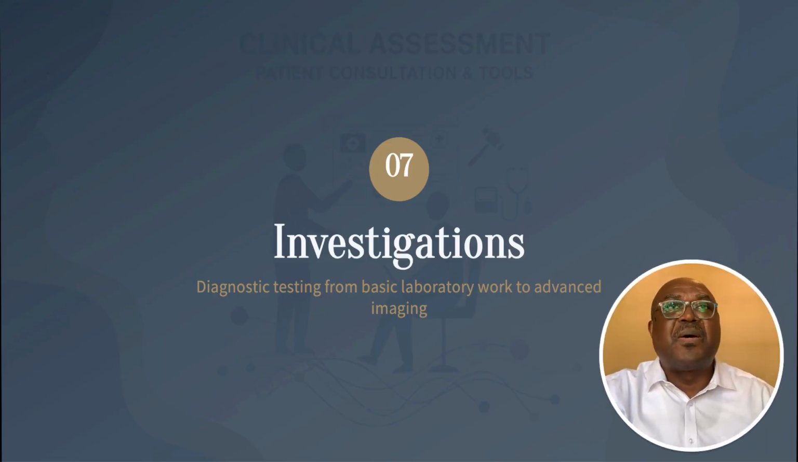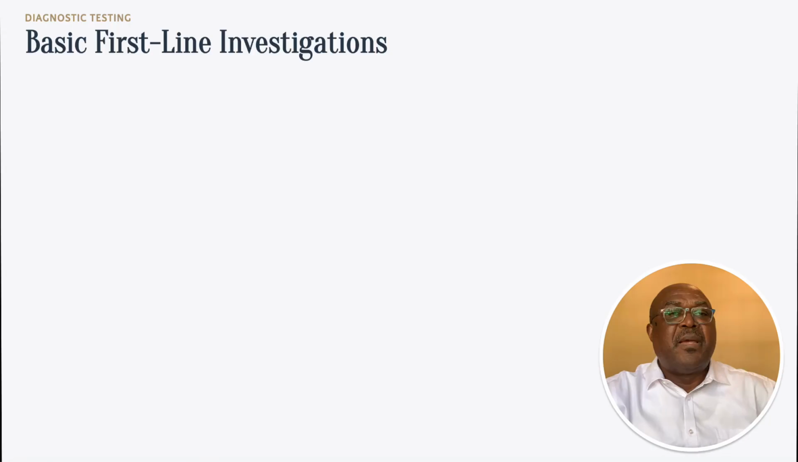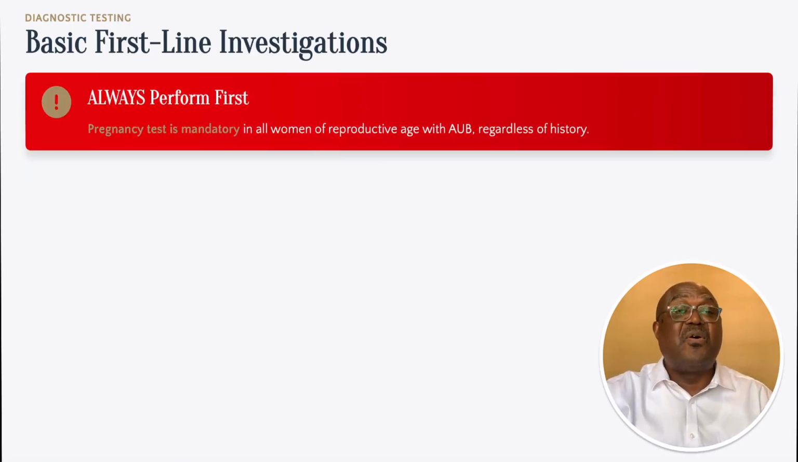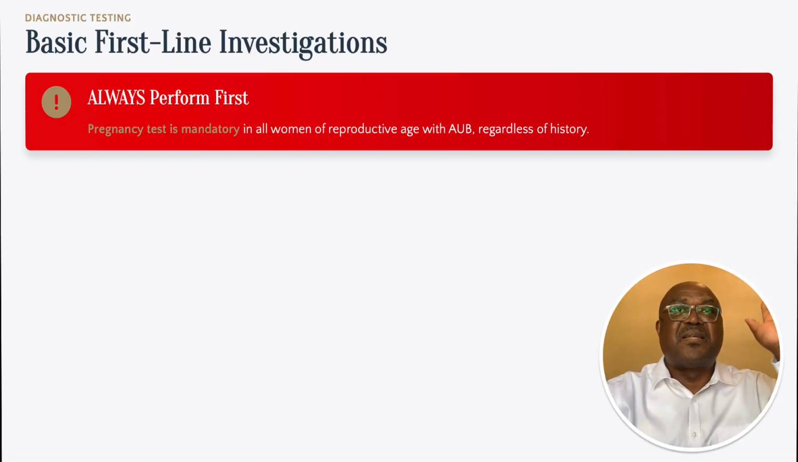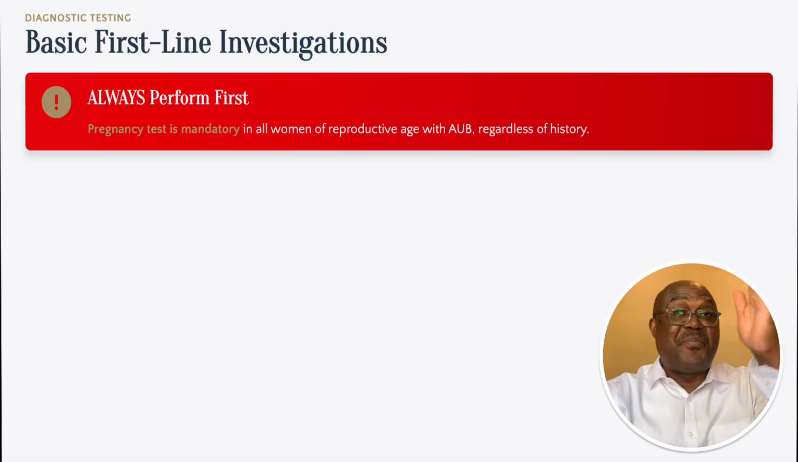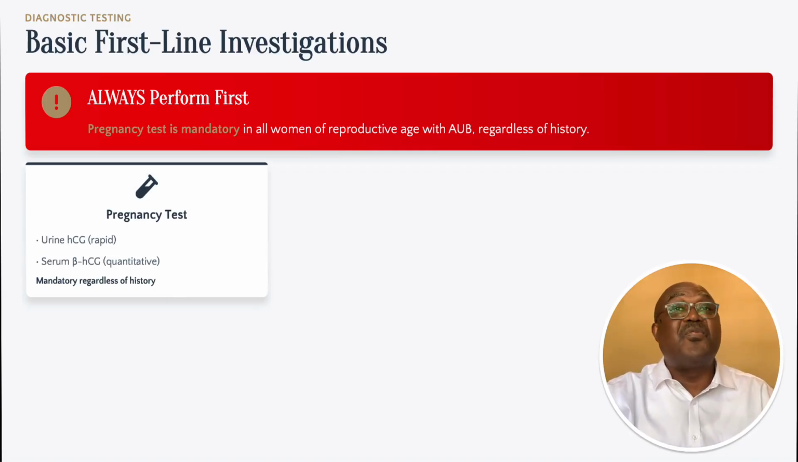Okay, let's talk now about investigations. The basic first-line investigation: always perform first a pregnancy test. This is mandatory in all women. In fact, we say all women are pregnant until proven otherwise. So always means always. Perform a pregnancy test in all women of reproductive age, regardless of what they tell you about contraception or sexual activity.